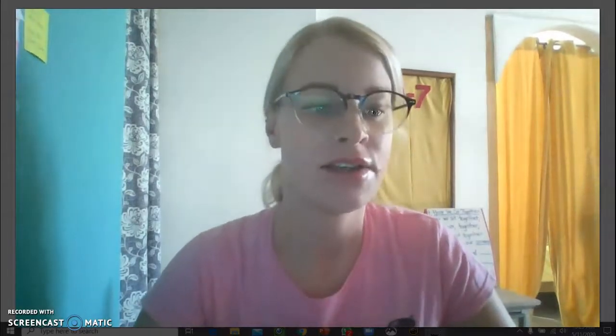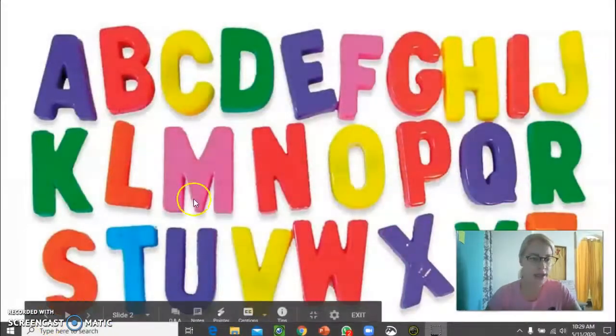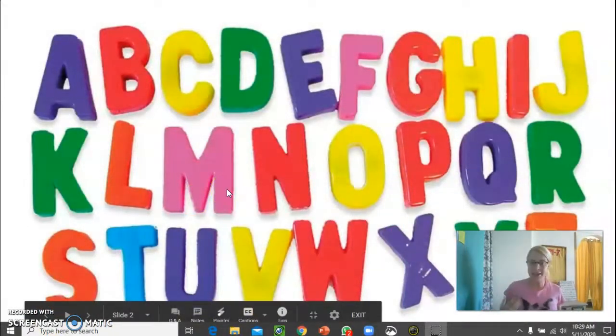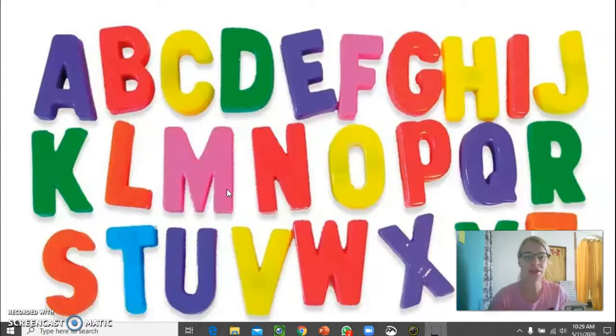Hi, Pre-First. So, just like in that video you just watched, today we're going to learn how to label patterns. I'm not sure who decided, but someone decided that to label patterns we would use letters of the alphabet. So here's the alphabet that you know.